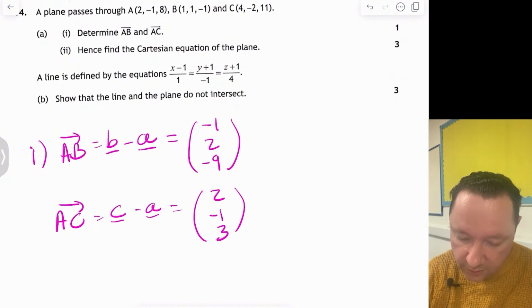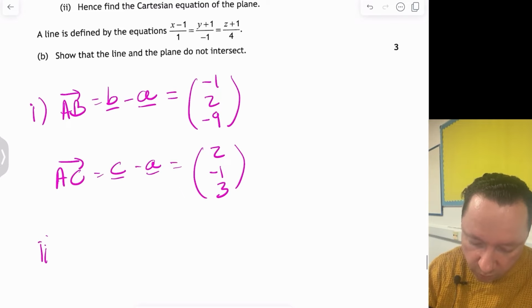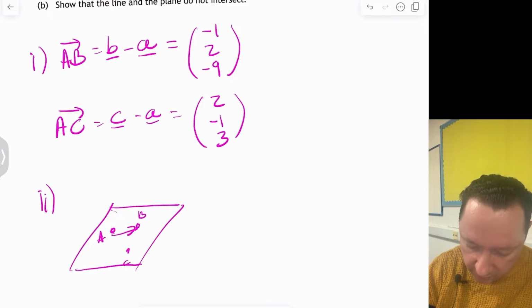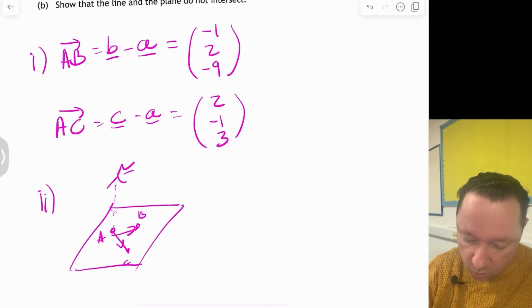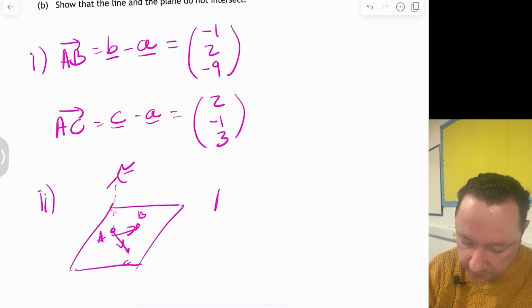Part 2. Hence, find the Cartesian equation of the plane. So we've got a plane. We've got 3 points, A, B and C. I don't know where they are, but this will do as a picture. So we've got two vectors like that. So we've got a normal to those points at A. To work out that, it's the cross product. So we do AB cross AC. Now you can use that exam paper for this.